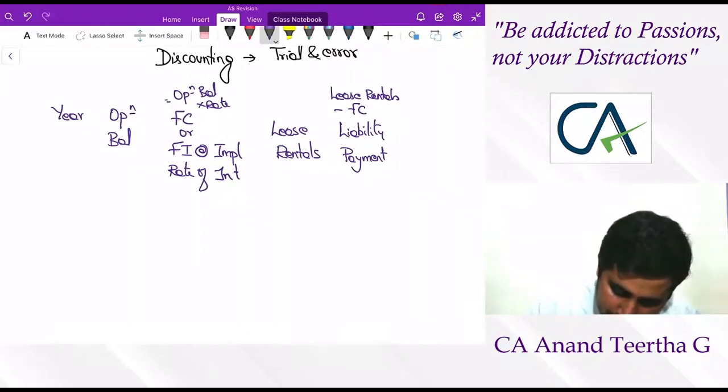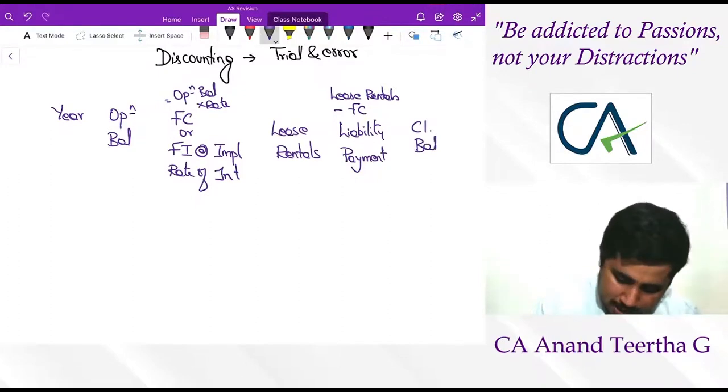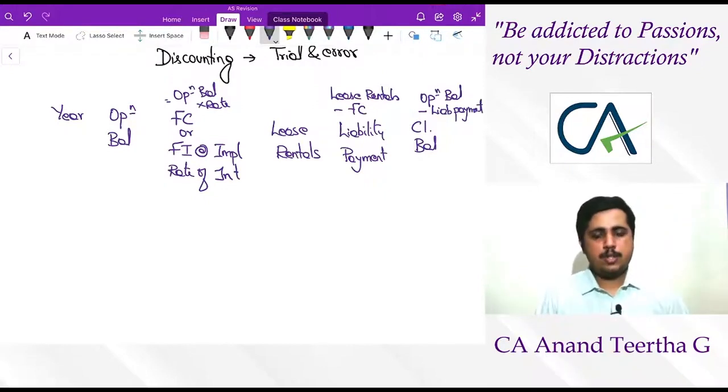Ultimately, closing balance. How do we get the closing balance? It is opening balance minus liability payment. This is the table we formulate to calculate it. Okay. So this is the table through which all the calculations of recognition principles will be done, and how much amount measurement is supposed to be done.